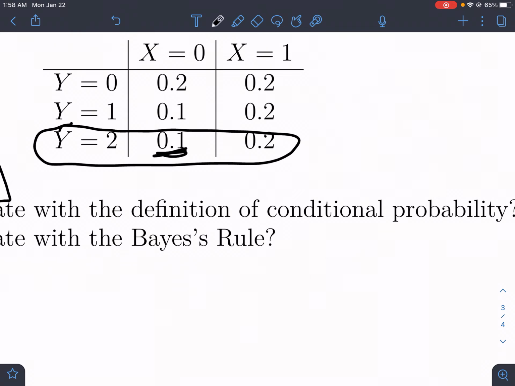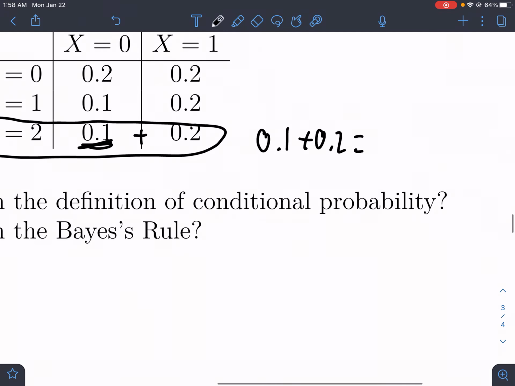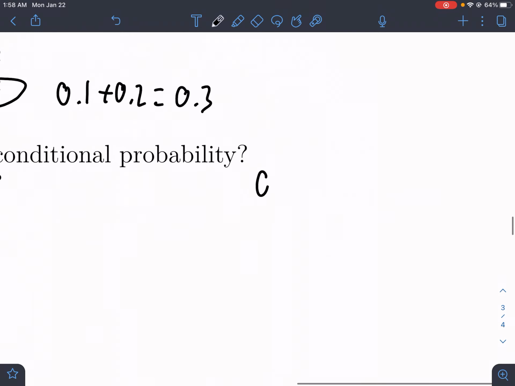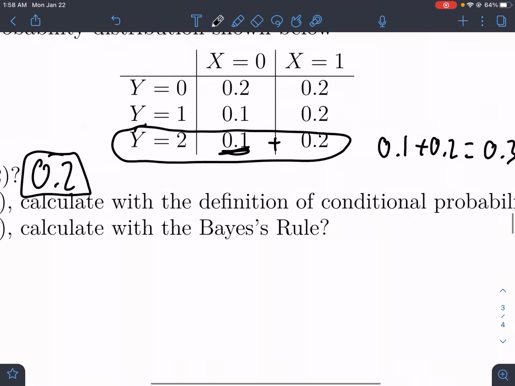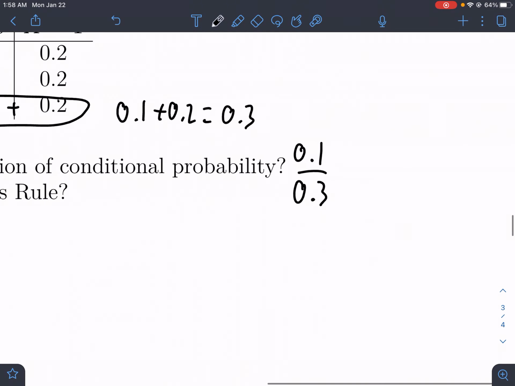Note that there is 0.1 plus 0.2 probability that y equals 2, so 0.3, and that of the 0.3 probability, this is 0.1 chance that we get x equals 0. So this is our chance, which is equivalent to just 1 over 3.